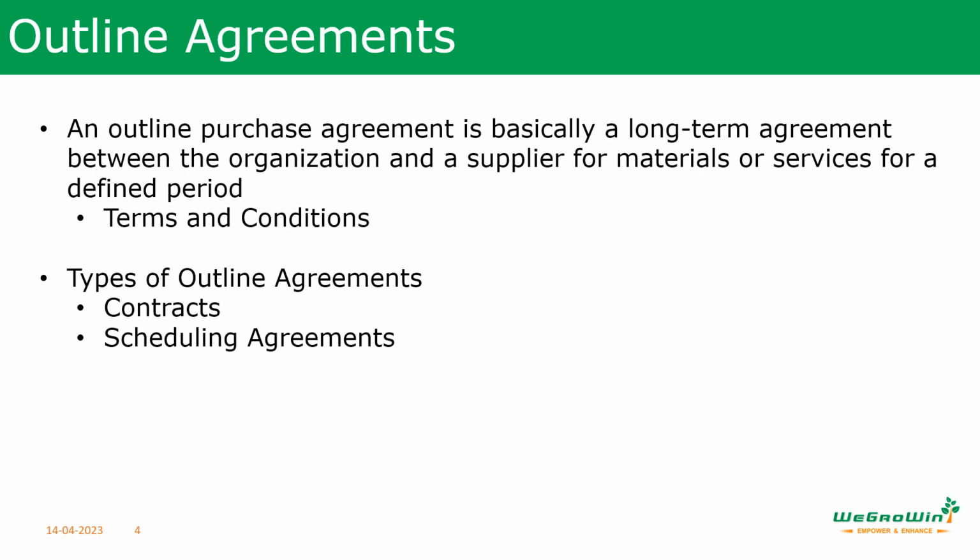A contract is an outline purchase agreement against which the purchase orders will be released for the materials or services when the customer requires them. A scheduling agreement is an outline purchase agreement where the purchasing department has arranged to procure the materials based on the schedule agreed between the purchasing department and the supplier. This type of outline purchase agreement, that is scheduling agreement, is useful for customers who operate repetitive manufacturing, where the production consumes the same materials each month and they can plan accordingly.